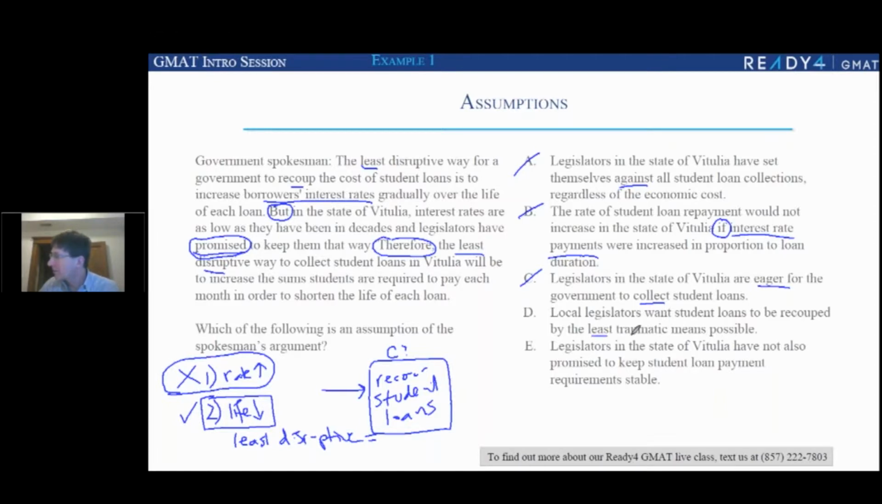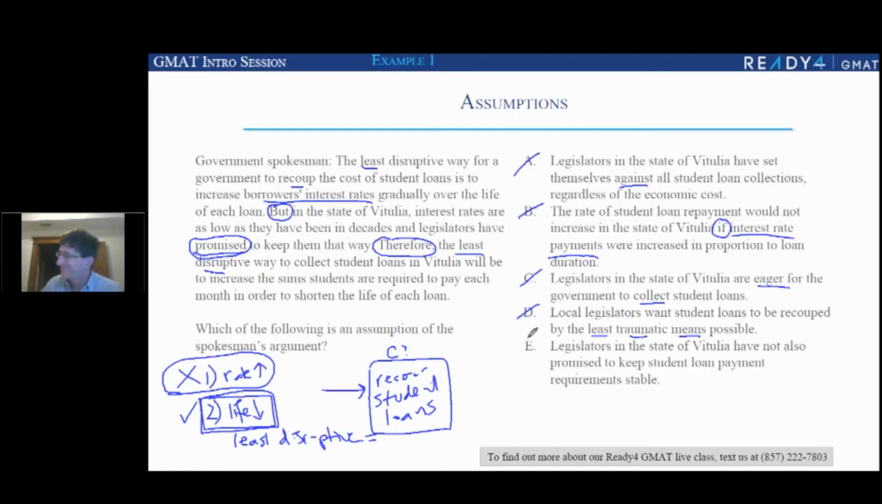D is similar. So I know the word traumatic is not really the same as the word disruptive, but I'm just going to ignore that for now. Let's just pretend like those are the same anyway. D kind of has the same problem as C, which is this is sort of like the goal of the plan. The goal would be to get the money in a way that's not disruptive or in a way that's not traumatic. It doesn't specifically address the plan of shortening the life of the loans. So D is out.